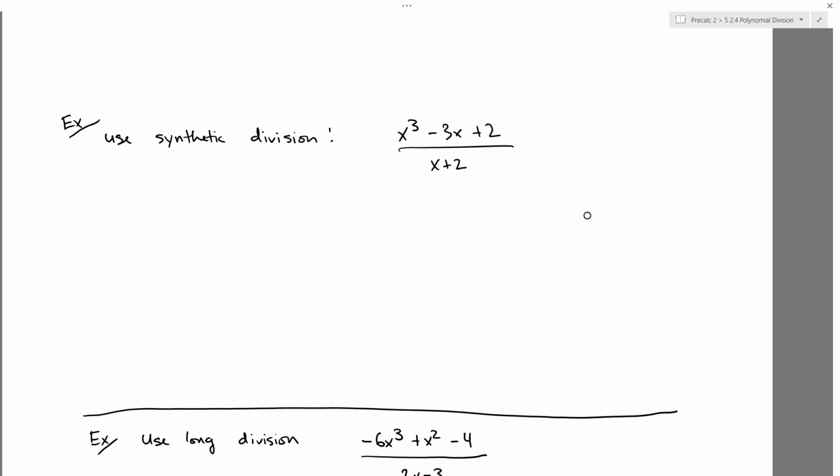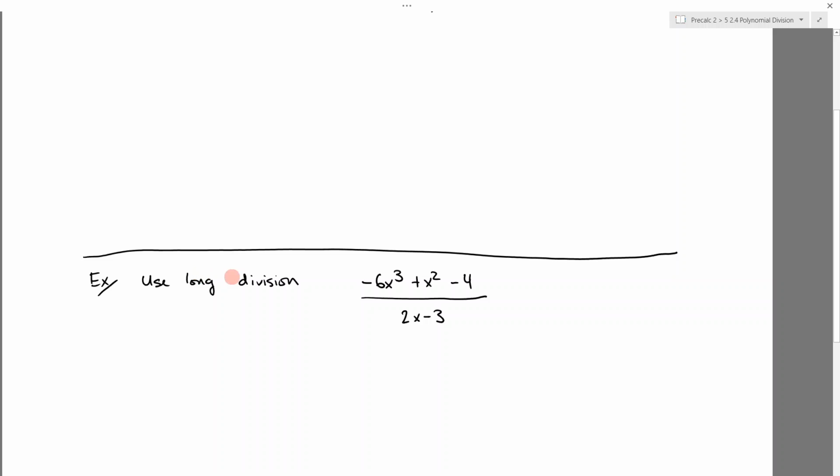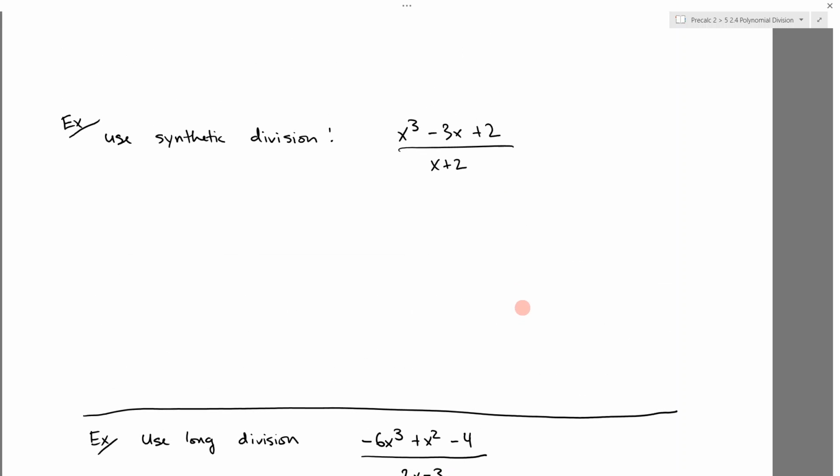Okay, so on this last page, we have one example where we're going to practice synthetic division and another example where we're going to practice long division. So let's do the synthetic division first.